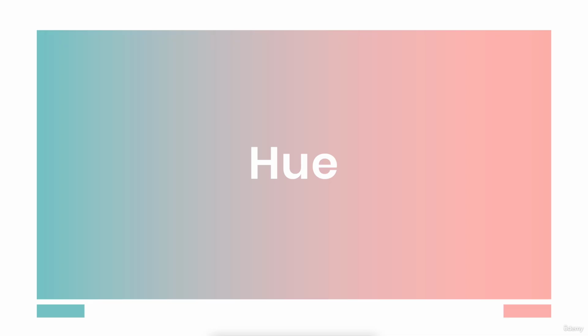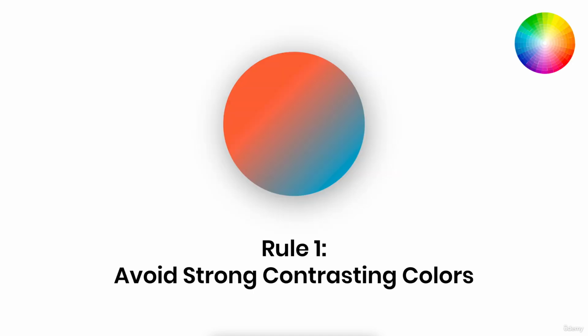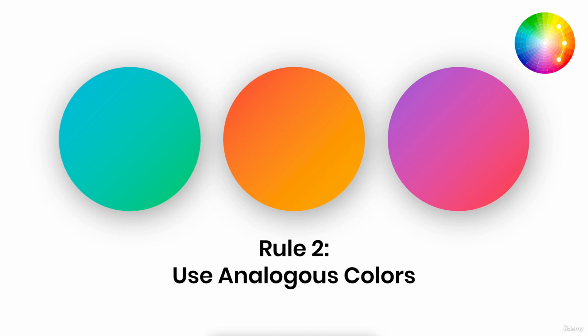The first type of gradient is hue gradient, by applying different colors on the color wheel. Rule number 1, as a beginning, avoid using colors with strong contrast, which are colors that are very far away on the color wheel, as they're trickier to use and require more experience. A safer way to apply hue gradient is to use analogous colors, meaning to select colors that are next to each other on the color wheel, such as blue to green, yellow to orange, and red to purple. Analogous colors blend well together, creating a smooth and subtle gradient.